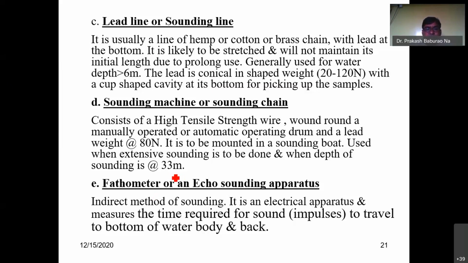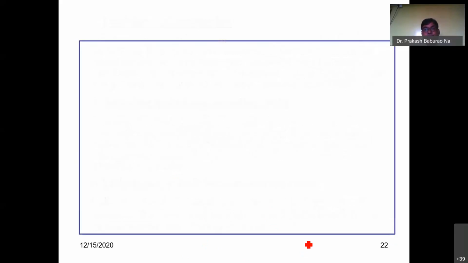And very good, that is the advanced instrument we are using right now. Fathometer, also called the echo depth recorder or echo sounding apparatus. It's an indirect method of sounding. It is placed in a boat, and through this you carry out the further activity, and you know the time required for the sound impulse. This is the mechanism principle you have to utilize. Sound impulses travel up to the bottom of the water body, that is the transmission, and those sound waves are received back at the receiver, and you can measure the depth of the water.